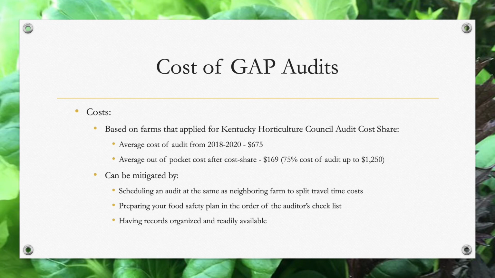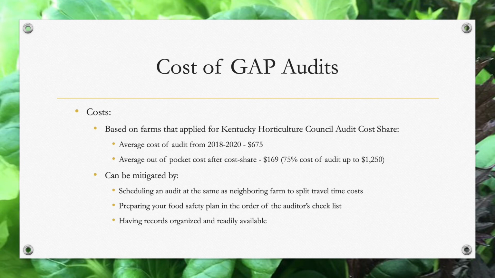What are the actual costs of a GAP audit? So the Kentucky Horticulture Council has an audit cost share that covers up to 75% of the cost of the audit. As long as you're a Kentucky Proud member, you can apply for that. It's a non-competitive cost share. If you apply for it and you don't get GAP audited that year, there's no penalty. So the average cost of our farms that have been audited, and this does include the greenhouse facility and 2 aquaponic facilities, is $675. The average out-of-pocket cost after the cost share is around $169.